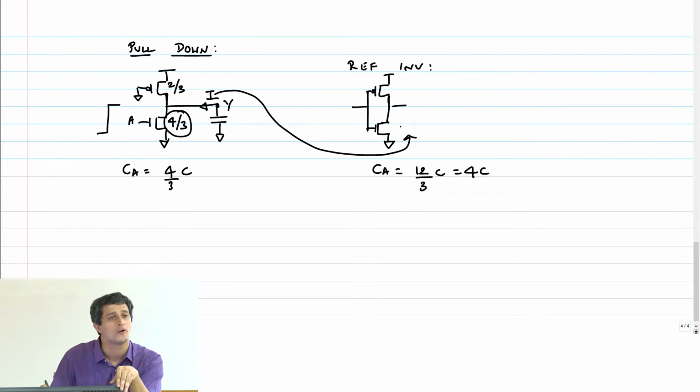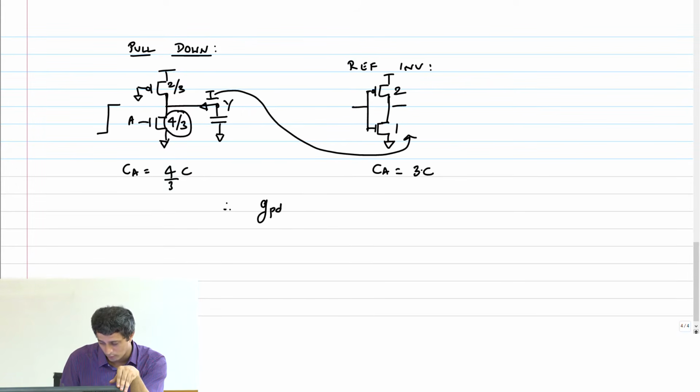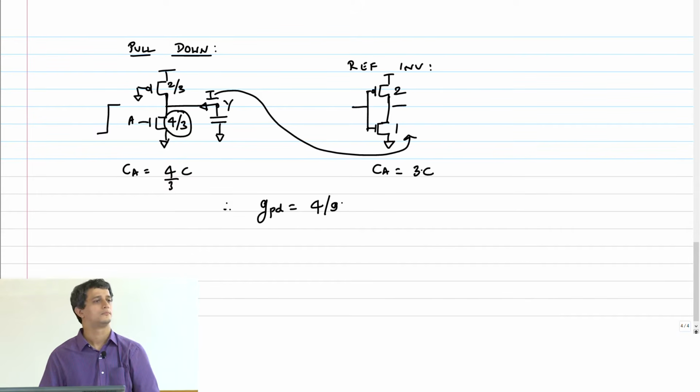What is the number I should put if I want I? 1. If this is 1, what is the PMOS? 2. Therefore CA will be 3C, which implies the logical effort of pull-down is equal to 4/9. Which is less than 1. Much less than 1, it's close to half.